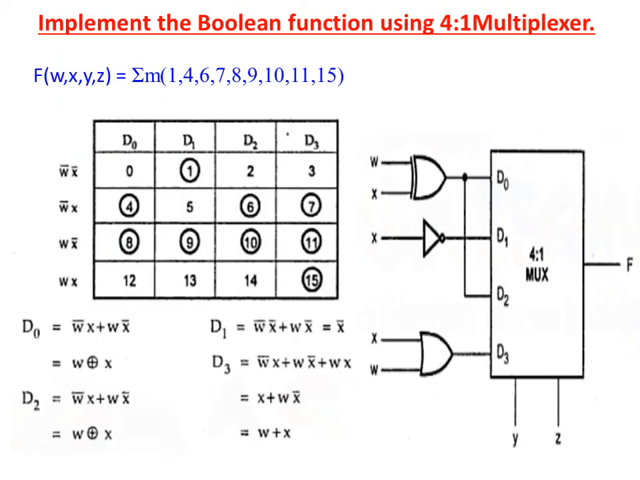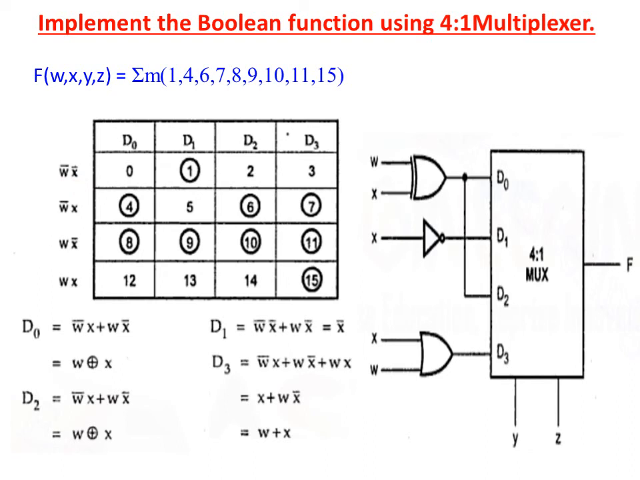Implement the 4 variable Boolean function using a 4:1 multiplexer. So the 4 inputs of the multiplexer are considered as D0, D1, D2, D3. And here we are writing 0, 0, that is WX we are taking here. Two variables we are taking here. Till now we were assuming a single variable. Now here two variables WX are taken.